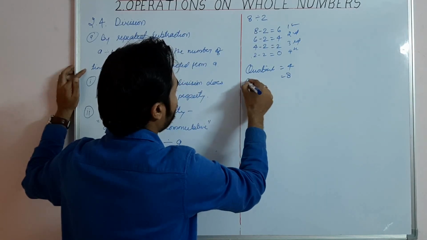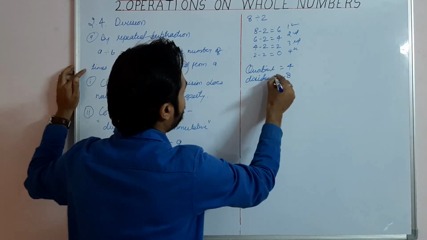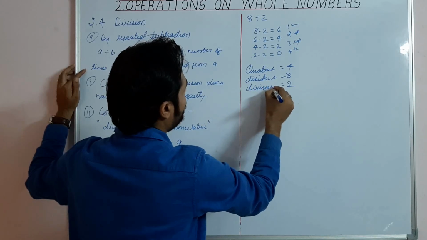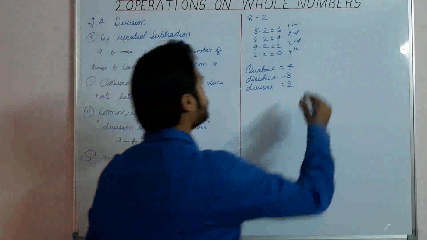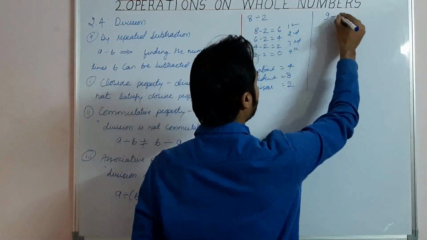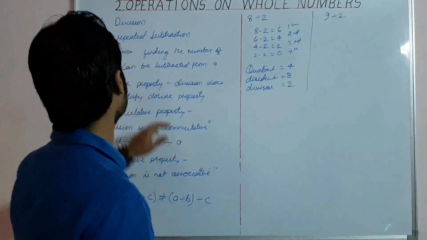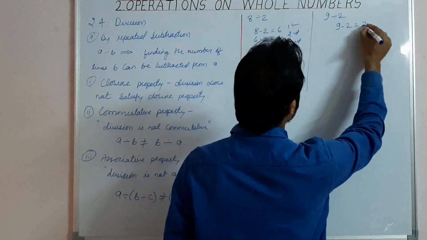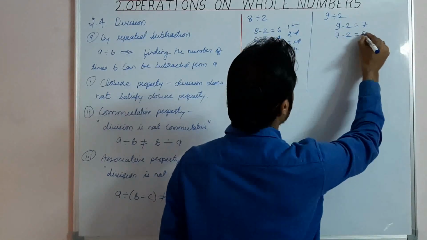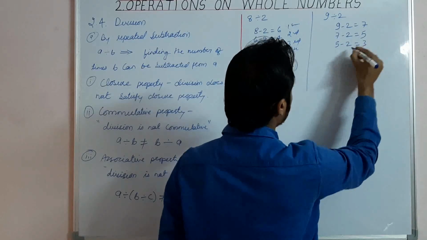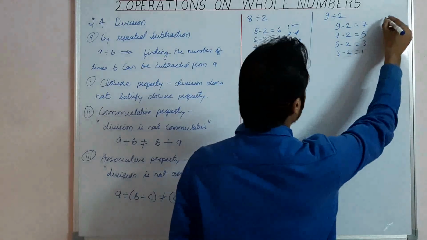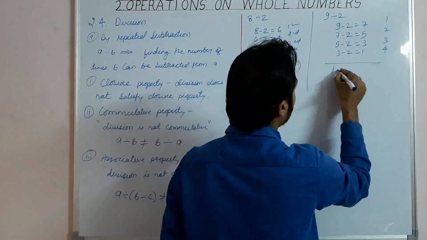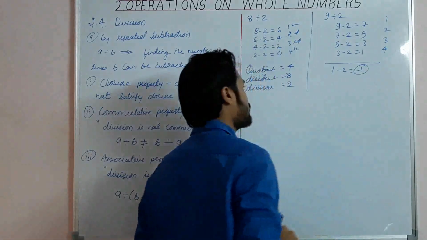Also 8 is our dividend and 2 is our divisor. If we divide 9 by 2, if we are writing 9 divides 2, again by repeated subtraction, we will start from 9 minus 2, we will get 7, then 7 minus 2, 5, 5 minus 2 is 3, and 3 minus 2 is 1. First step, second step, third step, and fourth step. Again, if we repeat the process, we will get 1 minus 2 equals to minus 1, which is not possible.